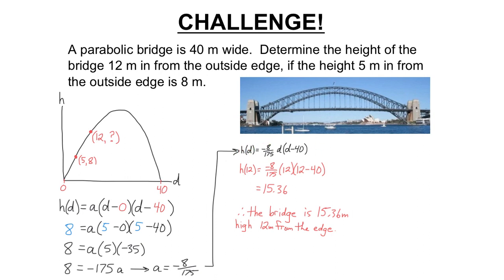Now I want to know the height of the bridge 12 meters from the outside edge. So the distance is 12. We're trying to find the height when the distance is 12. We get 15.36 meters. So the bridge is 15.36 meters high, 12 meters from the edge.